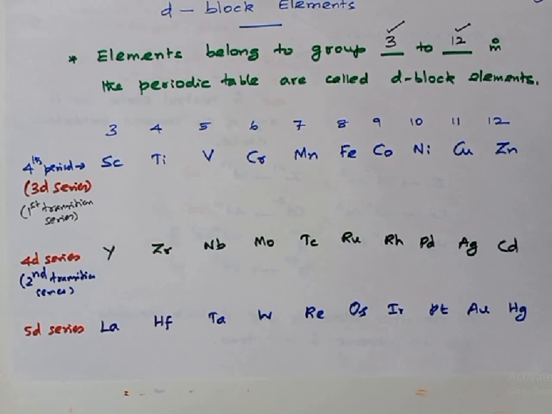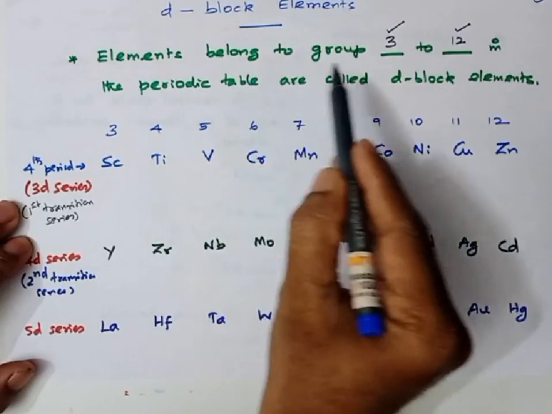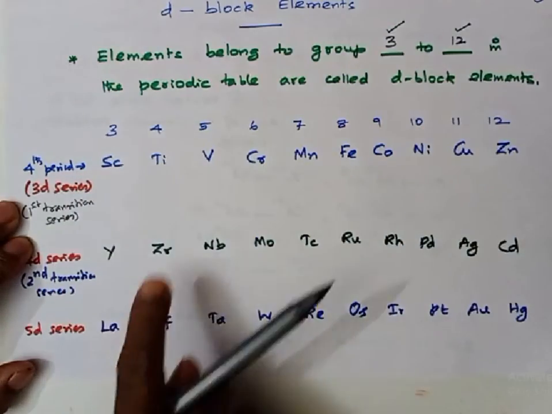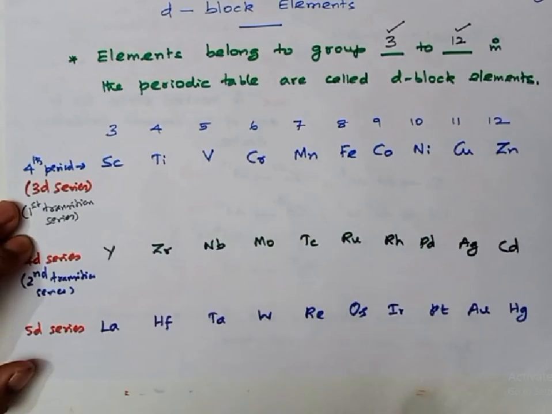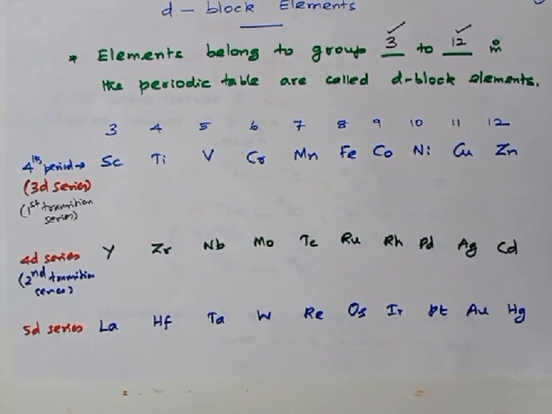What are D block elements? Very simple. Elements belonging to group number 3 to 12. From group number 3 up to group number 12, these elements are called D block elements. Yes, sir. Okay, I'll proceed further.